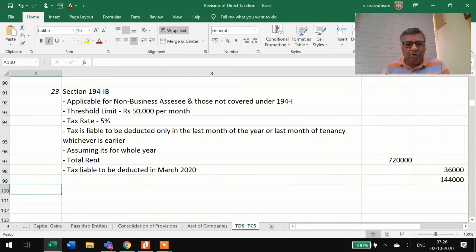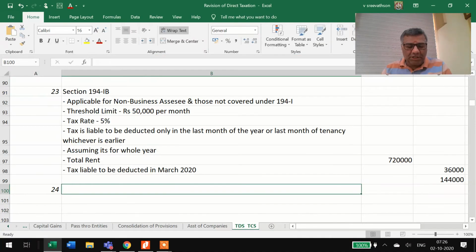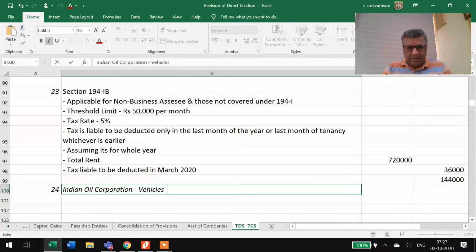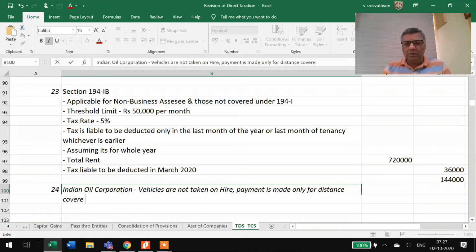Payment for buying petroleum goods, I was just telling you. Indian Oil Corporation. Vehicles are not taken on hire. Payment is made only for distance covered. Hence, 194C is only applicable.